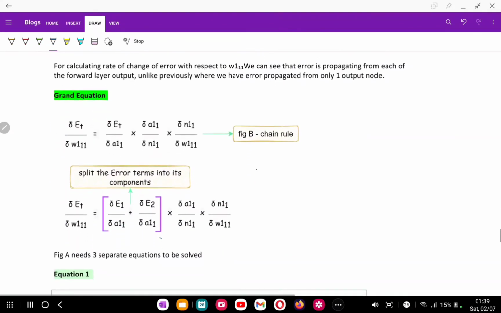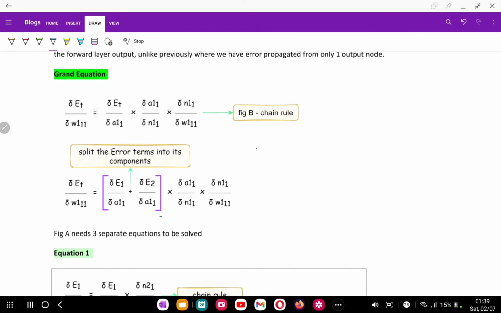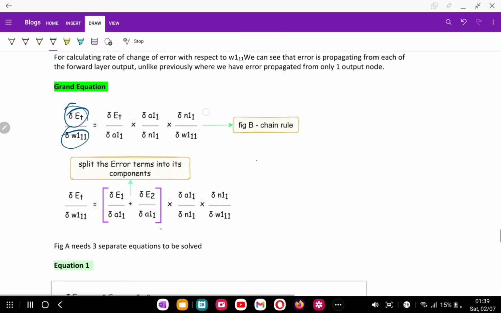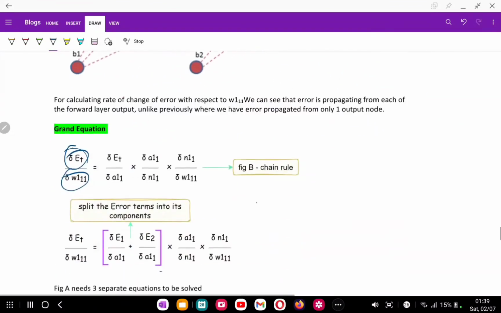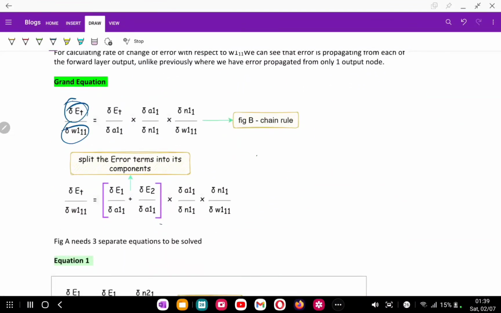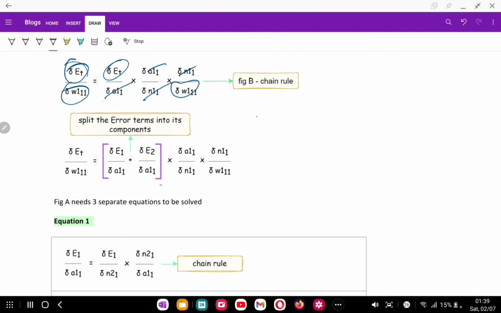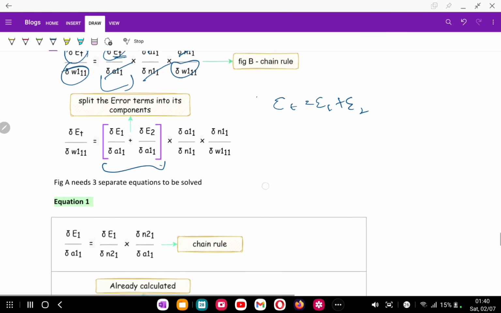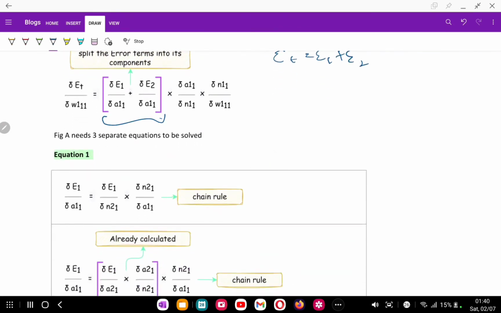Now as you have already figured out, we are going to use a grand equation here. By that I mean, we want to calculate total error with respect to W111, our objective. Let's use chain rule to expand this same term, right? And let's further extend this part. By that I mean, ET is a combination of E1 and E2, so it can be written like this as well. Now we have three equations to solve.